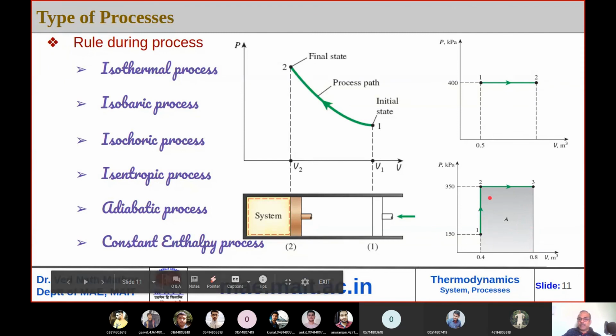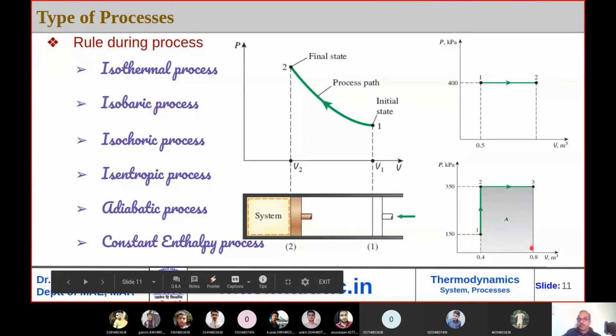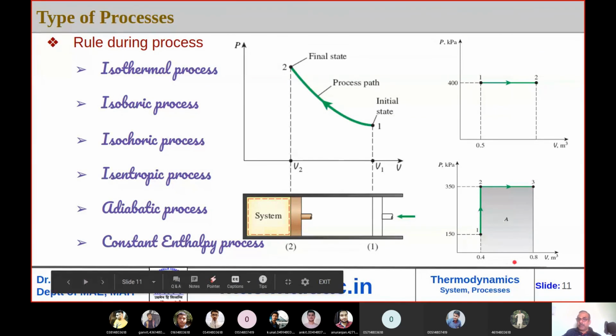So if the pressure value is 350, and you find the area considering the line segment, this one multiplied by this gives you the area of the rectangle. This will give you the work done by the system while it moves from 2 to 3. So 0.8 minus 0.4 is 0.4. 0.4 multiplied by 350, in terms of kilojoule, because kilopascal multiplied by meter cube is kilojoule, is the work done by the system when it moves from 2 to 3.